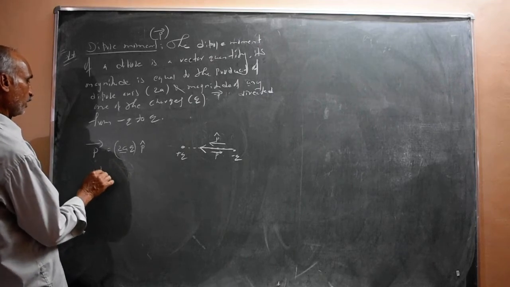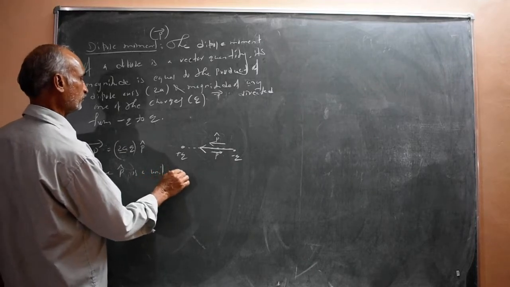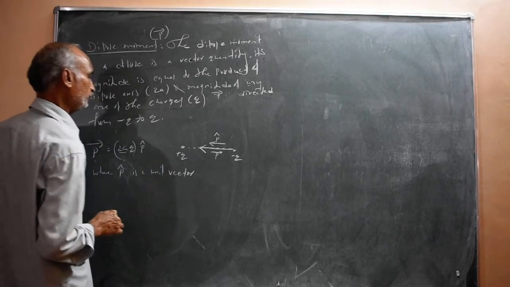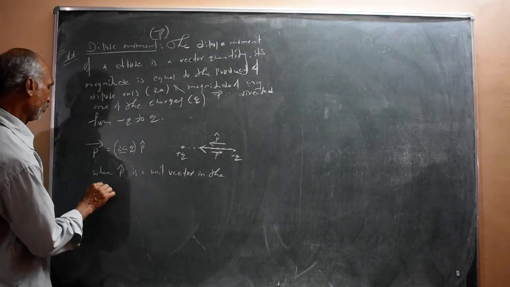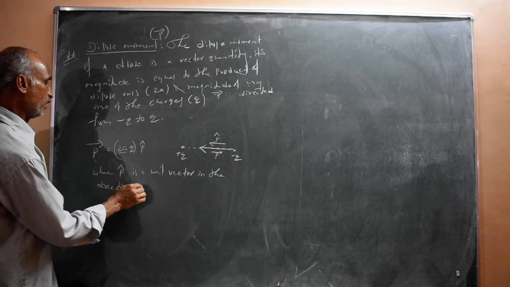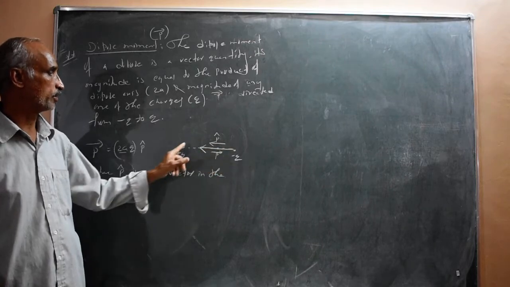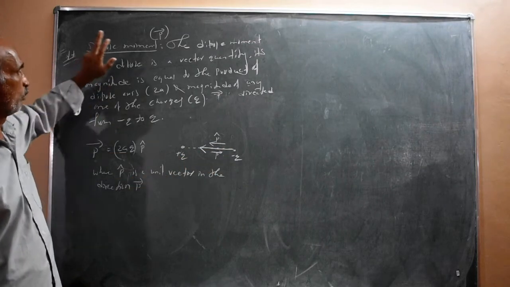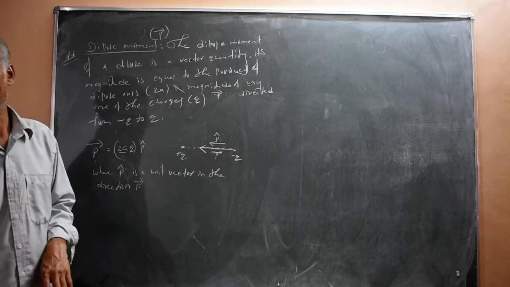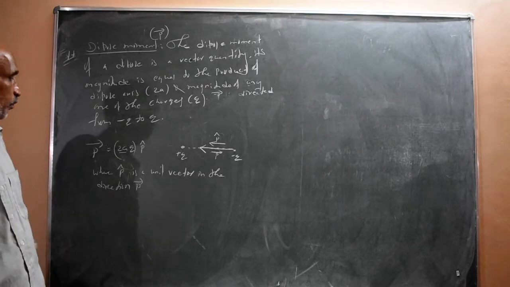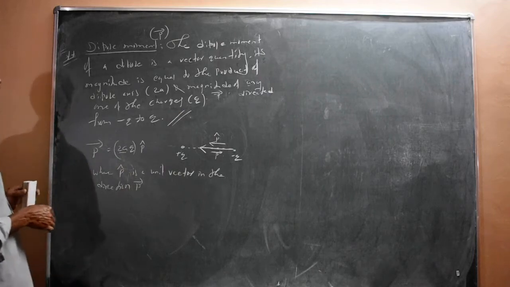Where p cap is a unit vector in the direction of p bar. P bar is in the direction of minus q to plus q. Therefore, the direction of the dipole moment is from minus q to plus q, or simply, the direction of the dipole is from minus q to plus q. Okay, so this is all about the definition of dipole moment.